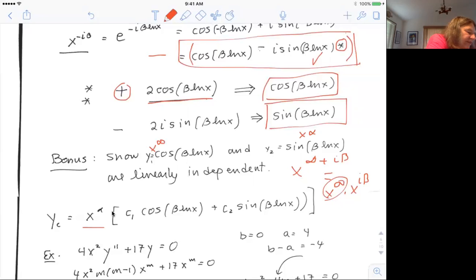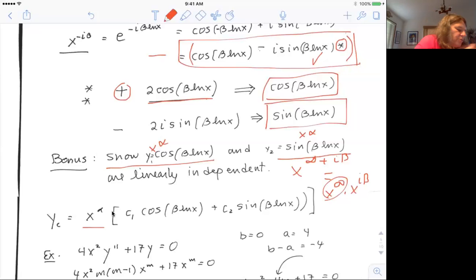Well, that looks like an infinity there. Let's get rid of that one. That's x to the alpha. So you've got a fundamental set here: x to the alpha cosine beta log x, x to the alpha sine beta log x. Another bonus, if you're interested: take those two things with the x to the alpha and show that they are linearly independent, again just using the Wronskian. Alpha is just a real part, so if you want to differentiate it, it's going to be alpha x to the alpha minus 1. It's just a real part, and you would use the power rule on it.